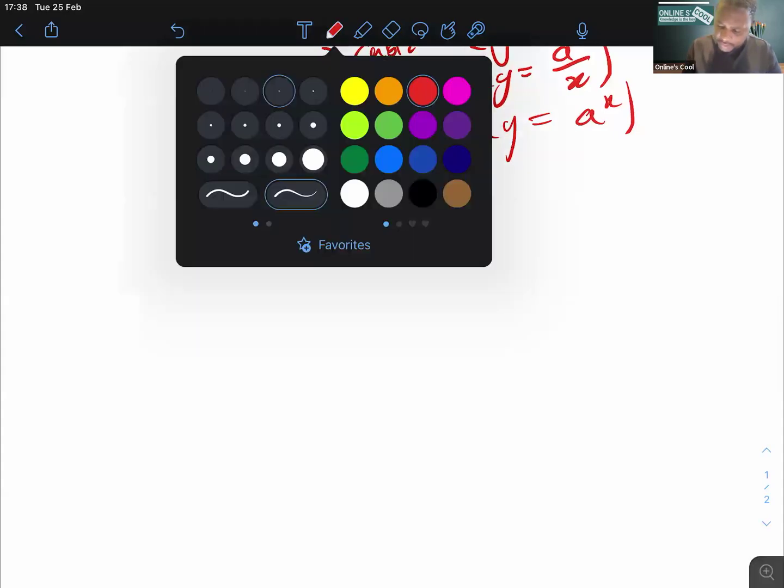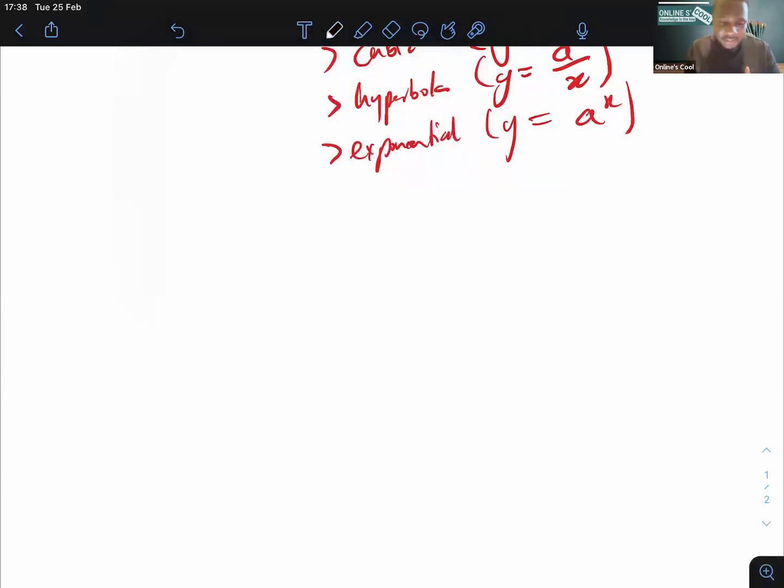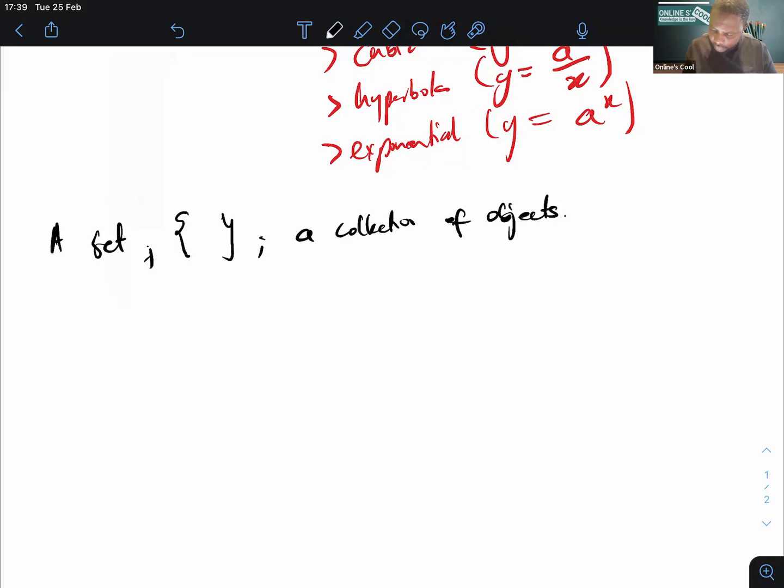We also spoke about this idea of real numbers and the kind of real numbers that we have. We had to define a set. A set is basically curly brackets like this, and is defined as a collection of objects.